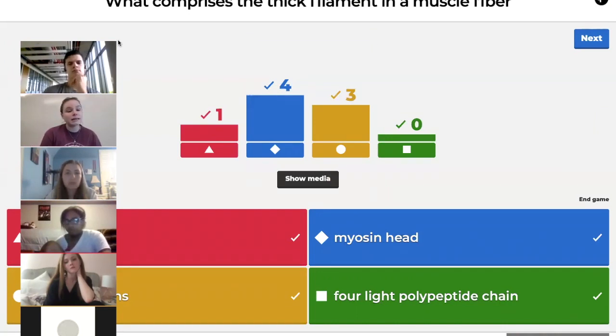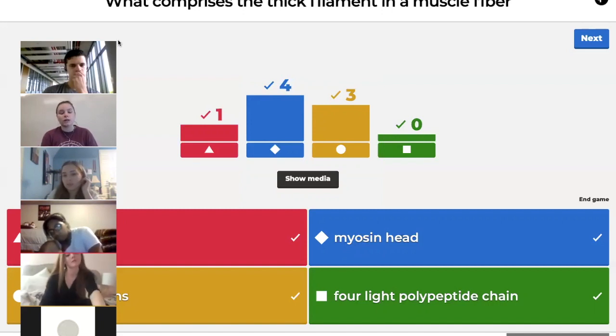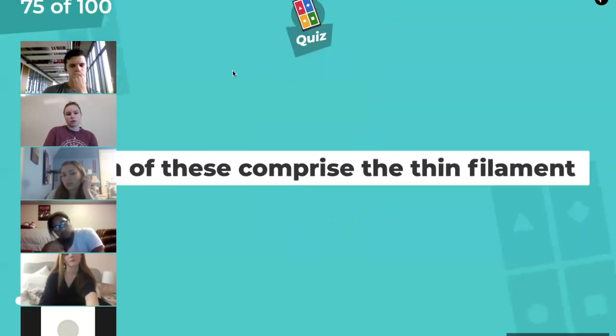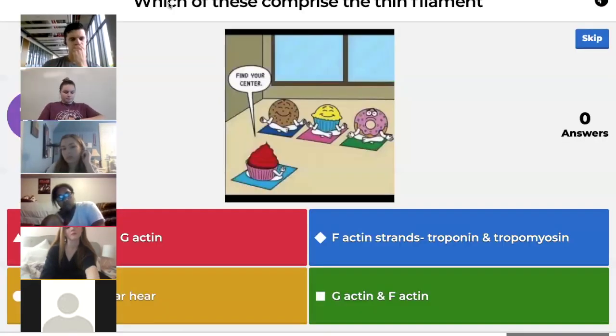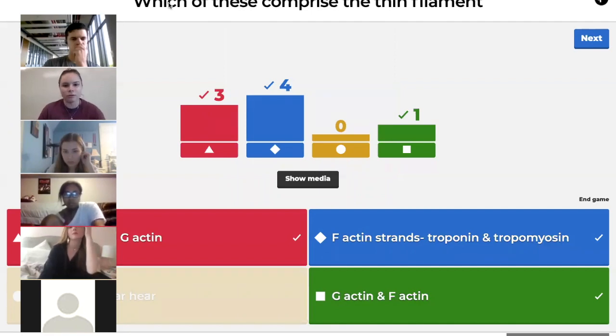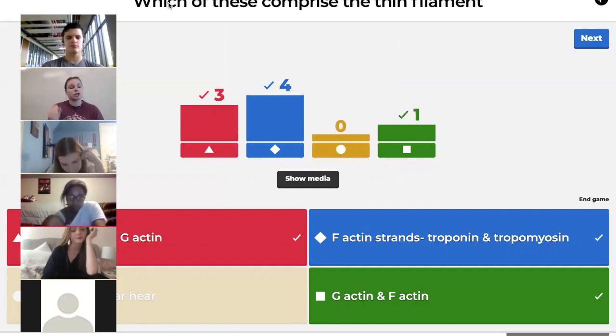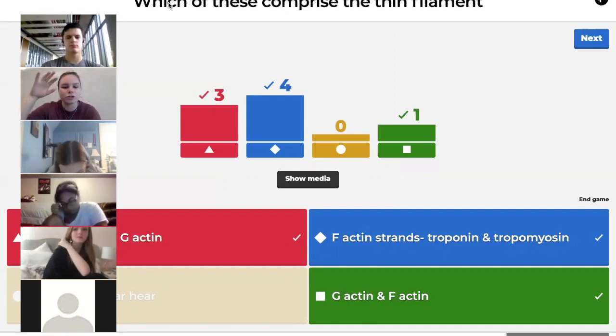Okay, the thick filament has a myosin head, a myosin tail, 2 heavy chains, and 4 light polypeptide chains. Which of these comprises the thin filament? Okay, so the thin filament has that G and F actin. If you remember that the thin filament is actin, that G and F actin makes sense. It has a kidney-shaped G actin, which is that globular, oh, no, that's actin, not myosin. I'm not gonna tell you what that is, you don't need to know. And then the F actin strand, which is tropomyosin and troponin.